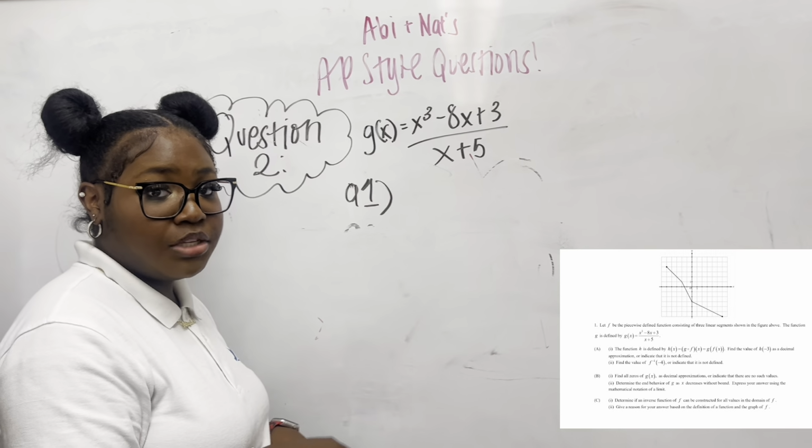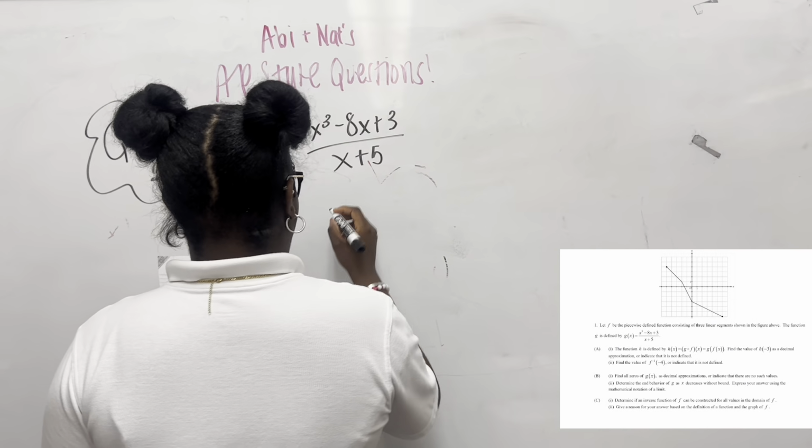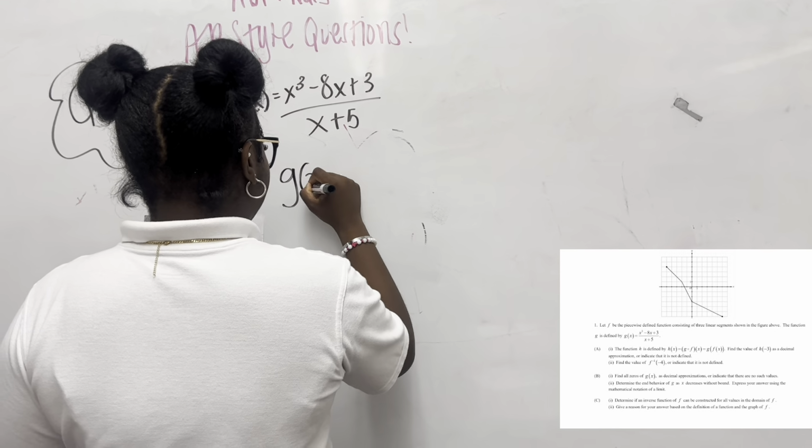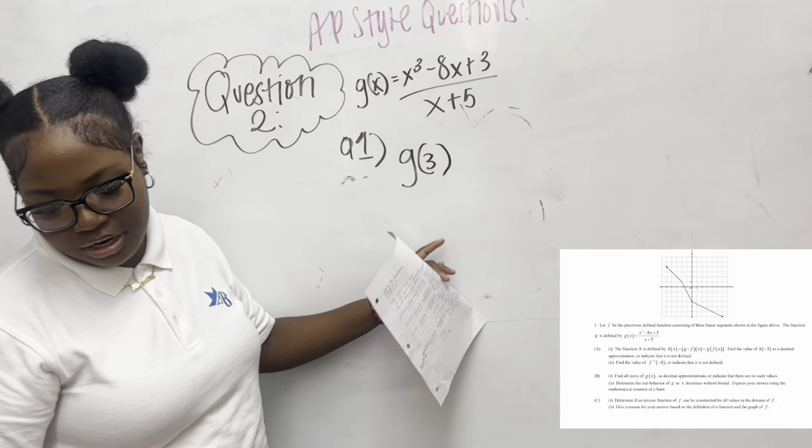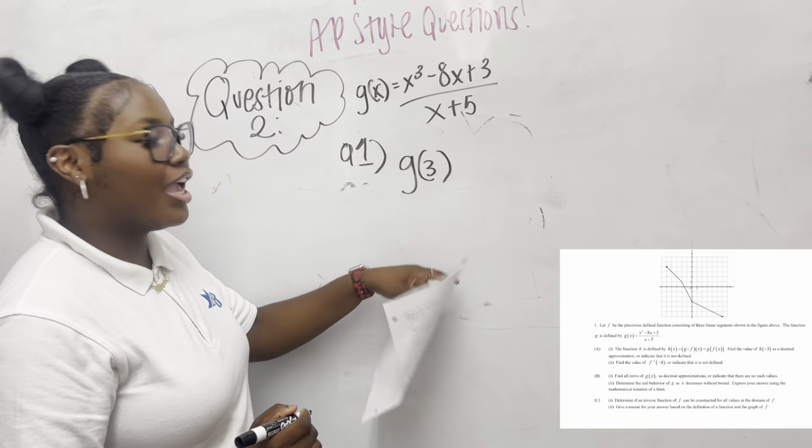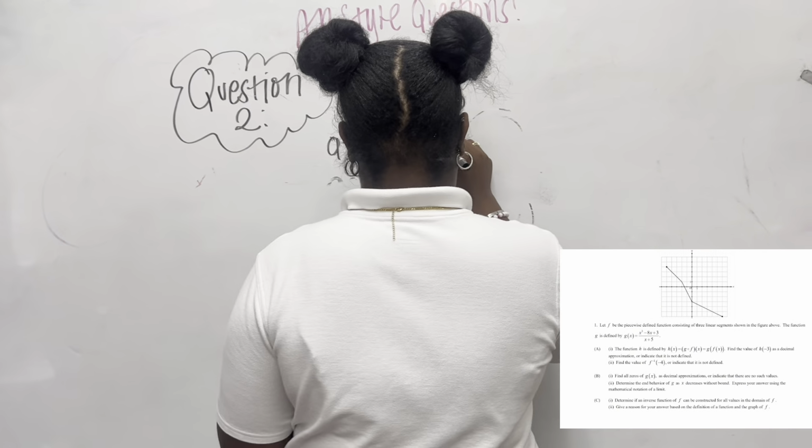I'm gonna write it out. Y'all better follow along now. Okay. 3. Why do we put 3 here? Because we're finding the value of h of negative 3.